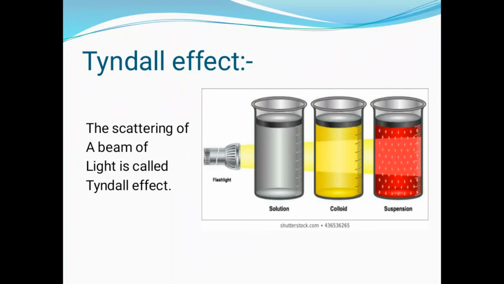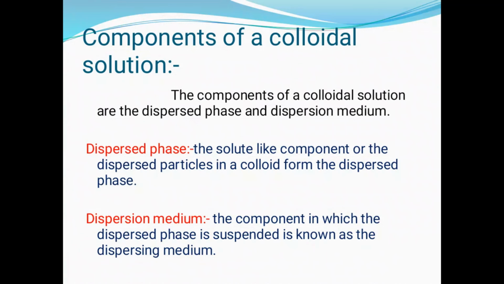Next, we are discussing whether solutions, suspensions and colloids will scatter a beam of light or not. This property of scattering a beam of light is known as the Tyndall effect. When we pass light through a mixture, it may scatter the light. If we see in this example, the solution is not scattering the beam of light, the colloid is scattering, as well as the suspension is scattering. This property of scattering a beam of light is known as the Tyndall effect.